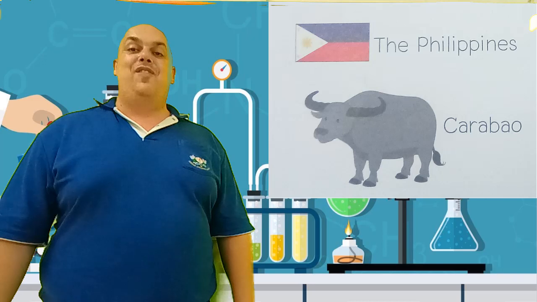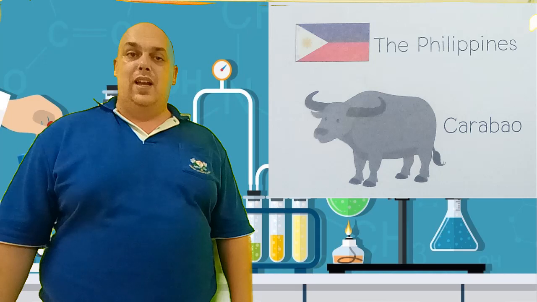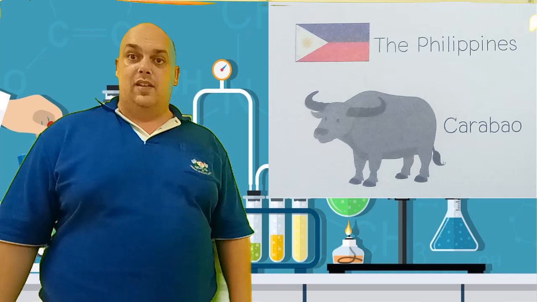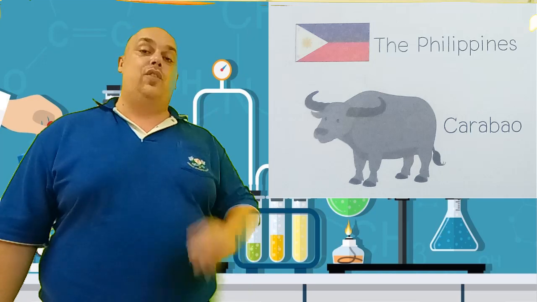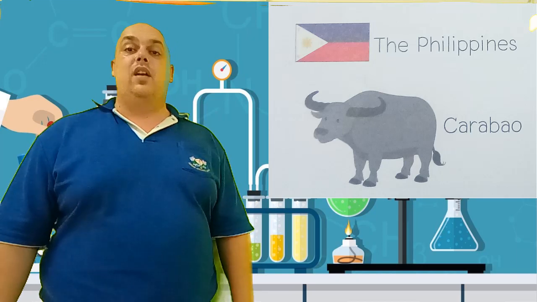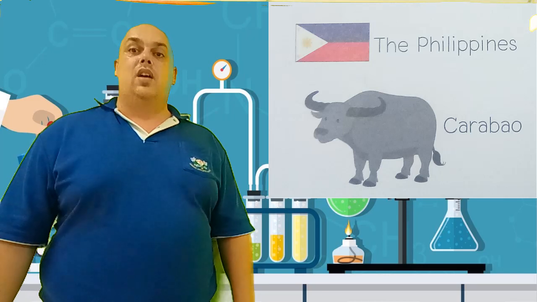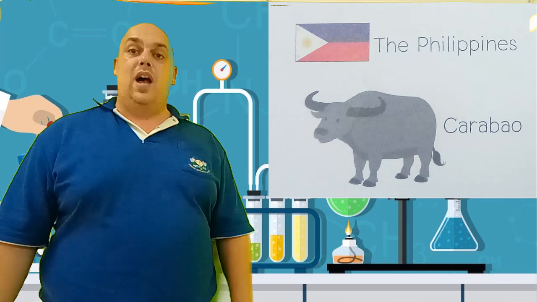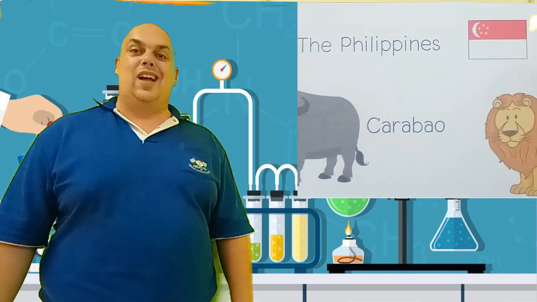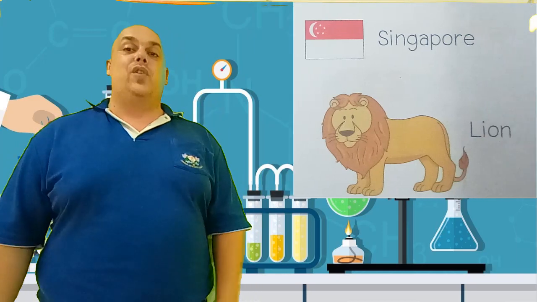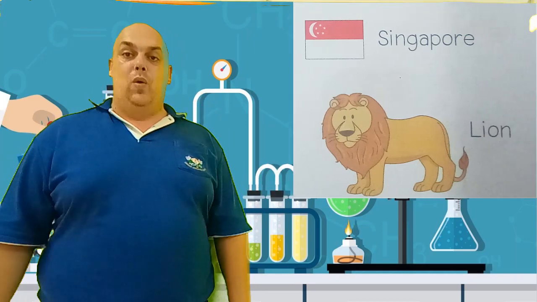All right, let me go to the Philippines. Repeat after me. Philippines. Philippines. All right, and the national animal of the Philippines is the carabao. Yes, repeat after me. Carabao. Carabao. All right.